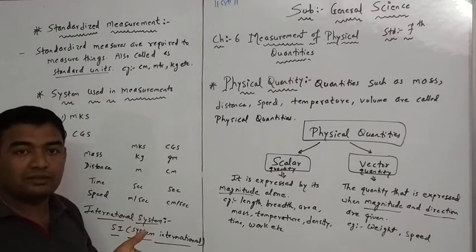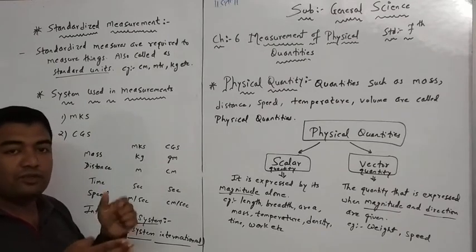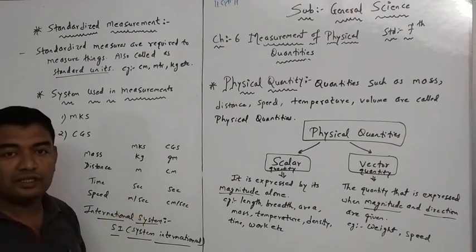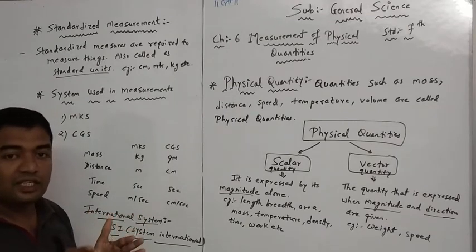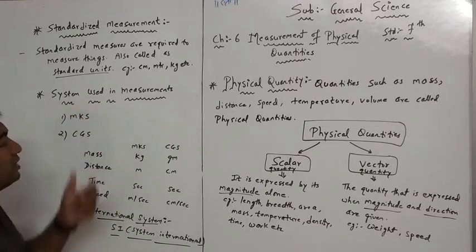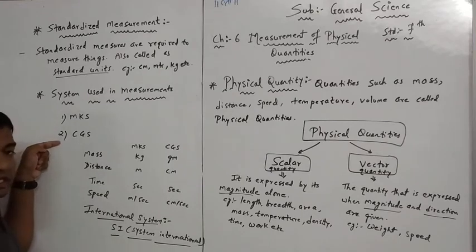Even if you purchase 1 kg of sugar in India, and if you go to America and say I have to purchase 1 kg of sugar, the unit will be one and the same. The kg will not change even if you move from one country to another. System used in measurement. There are two different systems, one is MKS, one is CGS.